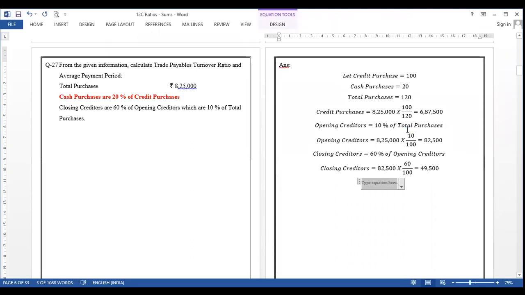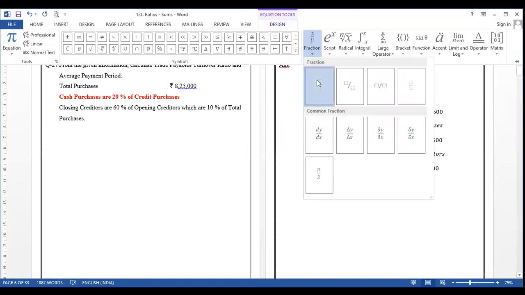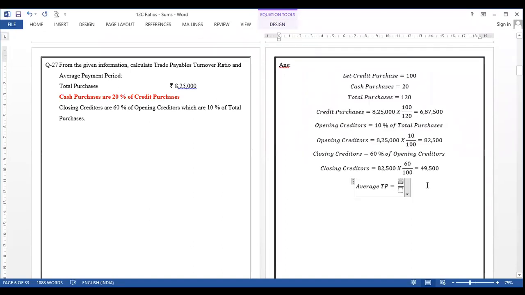Now we have opening and closing with us, so we will be able to calculate the average trade payables, right? The formula is well known to us: opening plus closing, to be divided by 2. Opening has come to rupees 82,500, closing is 49,500, total 132,000, to be divided by 2, that should be 66,000.